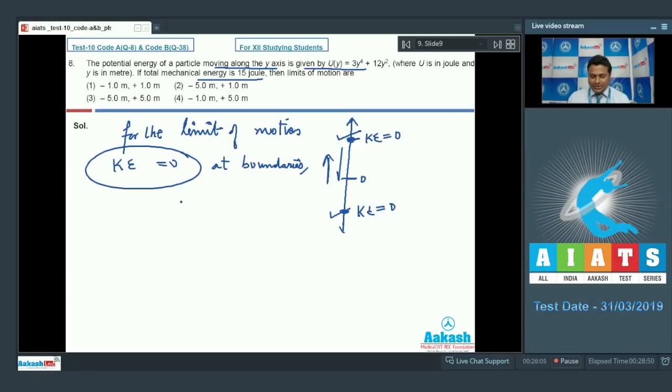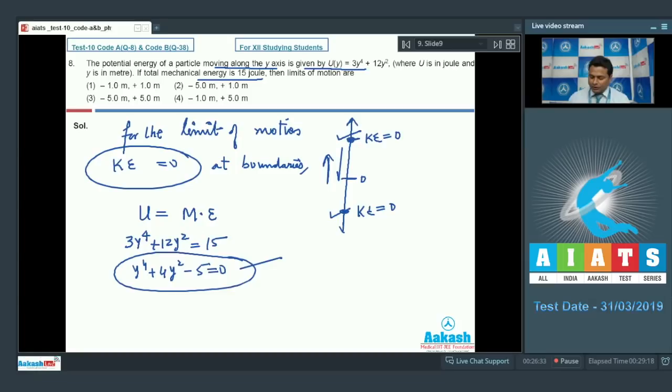Therefore, at the boundaries, the potential energy will be the total mechanical energy. So we can simply write 3y to the power 4 plus 12y square equals 50. The equation can be simplified as y to the power 4 plus 4 times y square minus 5 equals 0. Now we have to solve this equation in order to calculate y, and to solve this, let us suppose y square equals x. Then we will get a quadratic equation, x square plus 4x minus 5 equals 0.